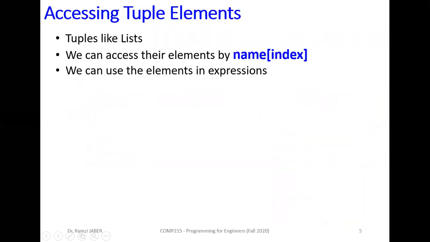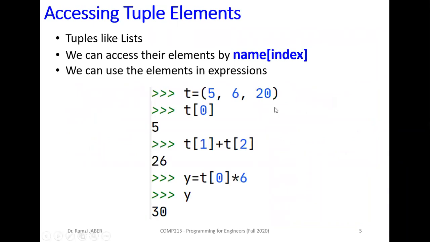Okay, let's continue. Accessing tuple elements. How to access the tuple elements? Like a list, we can access their elements by index. We can use the elements in expressions also. Example, T equal parenthesis 5, comma, 6, comma, 20. So there are three elements in this tuple. We can access each element, T[0], like here 5, or we can use the elements in any expression we want. Example, T[1] plus T[2] equals 26. Or Y equal T[0] times 6. Y equals now 30. So Y here is an integer.